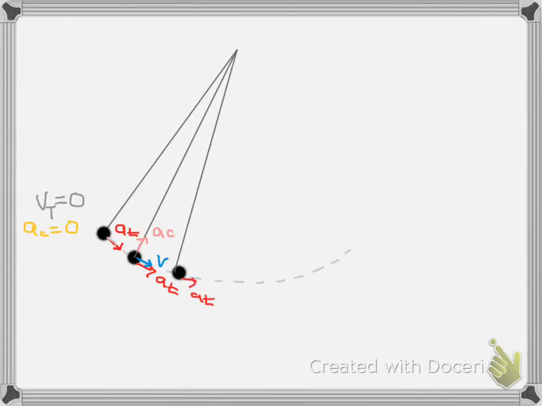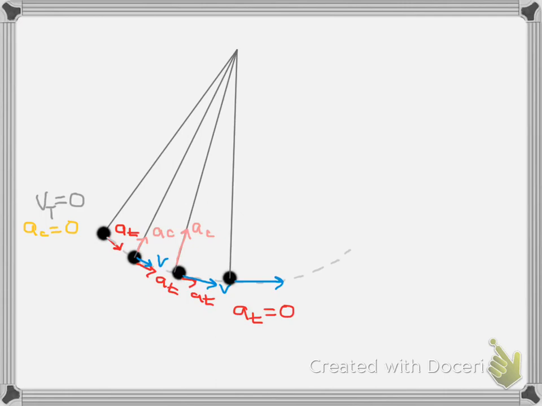Let's look at it at this next point. Still has some tangential acceleration, although the tangential acceleration is getting smaller and smaller. But because there's still tangential acceleration, the tangential velocity is getting bigger, so the speed is getting larger. And as speed gets larger, centripetal acceleration gets larger.